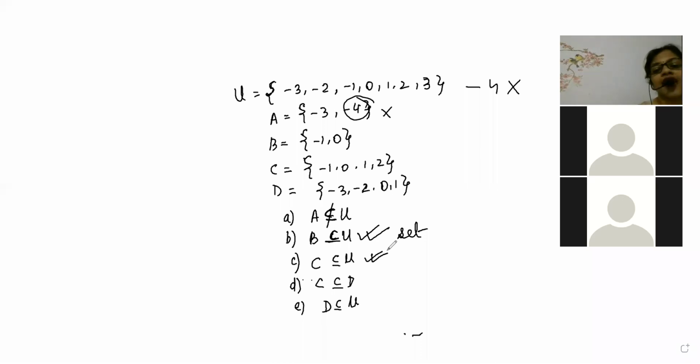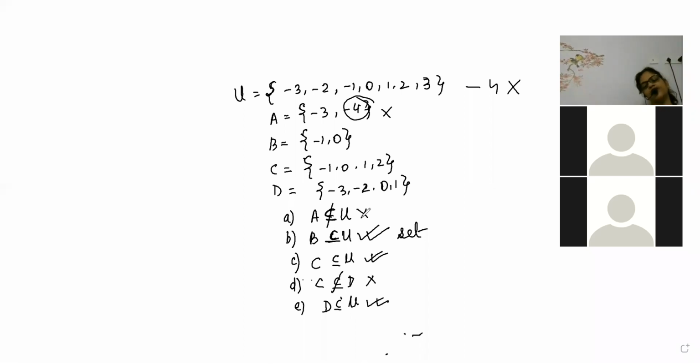No. C is having -1. D is not having -1. So it is not a subset. For not, what you are going to do? You are going to put a cross. You will just draw a line. Now, D is a subset of the universal set. Yes, it is true. Only this one and this one, both are false.